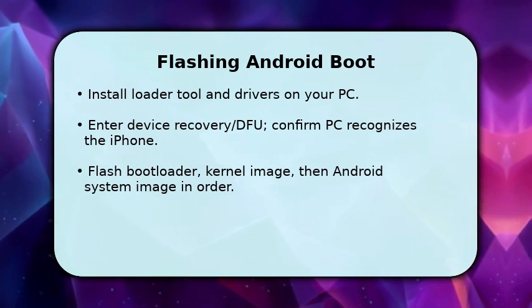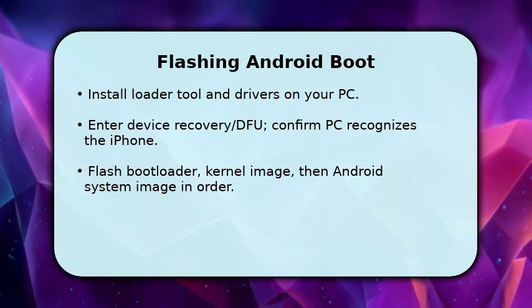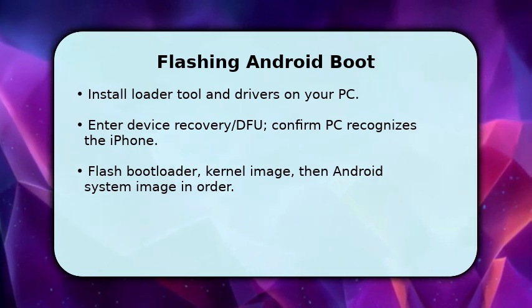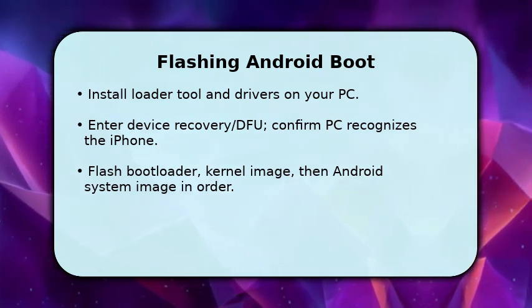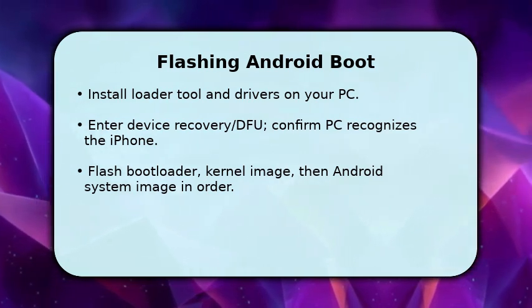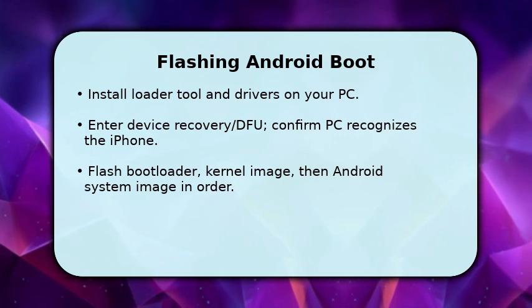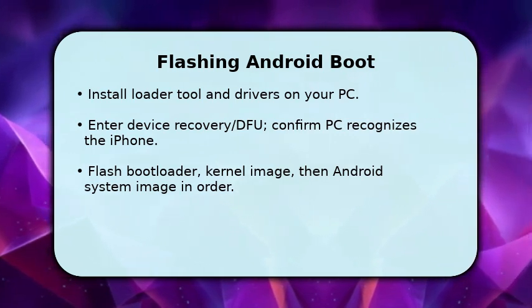Once the PC recognizes the device, run the loader to flash the custom bootloader first, then the kernel image tailored for that model, and finally the Android system image. Expect multiple reboots. Watch the loader logs. If a step fails, the encrypted backup lets you restore iOS. Take your time and do one flash at a time.